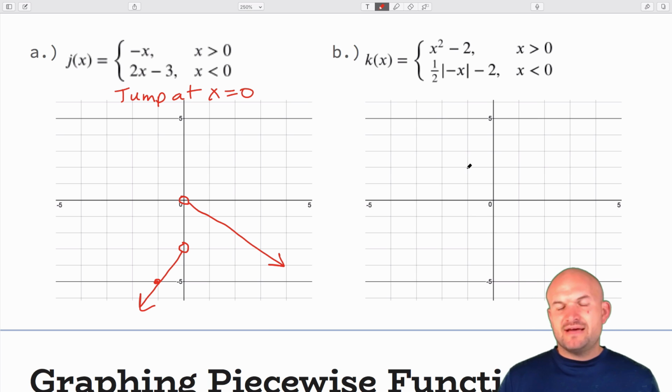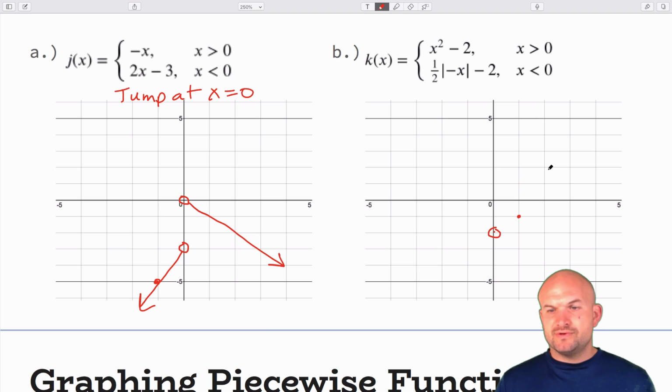All right, in the next one, we have x squared minus 2. So therefore, that's a quadratic. That's going to start at negative 2, for x only greater than 0. So therefore, we'll go over 1 up 1, over 2 up 4, 1, 2, 3, 4, just in case I need to be a little bit careful there.